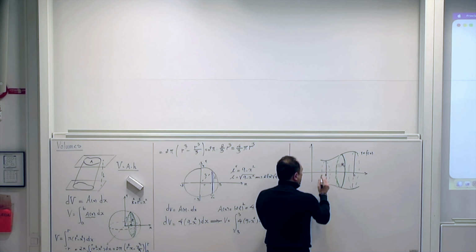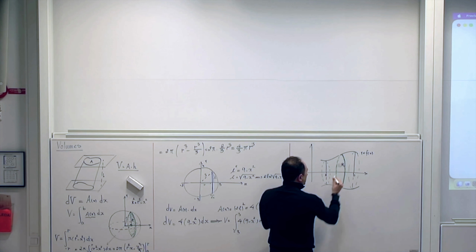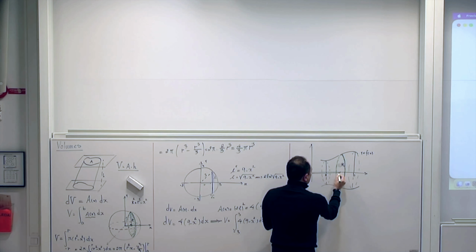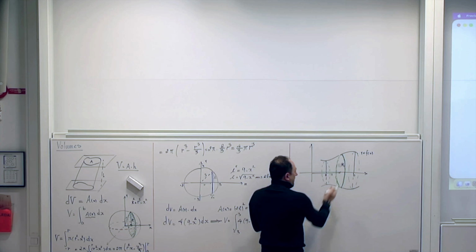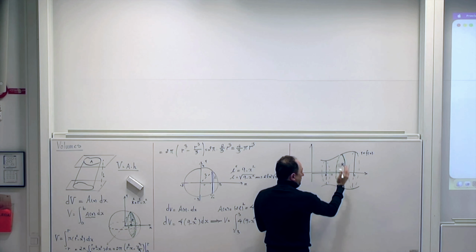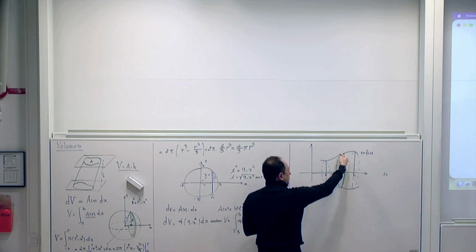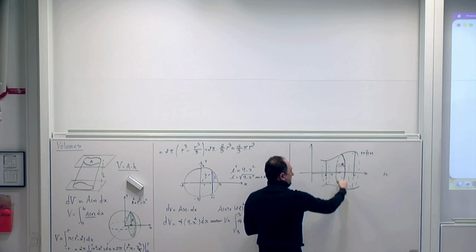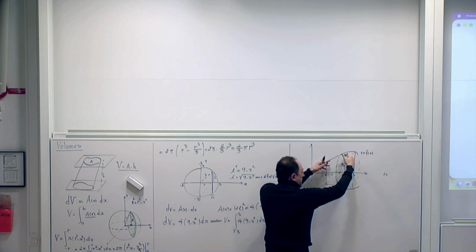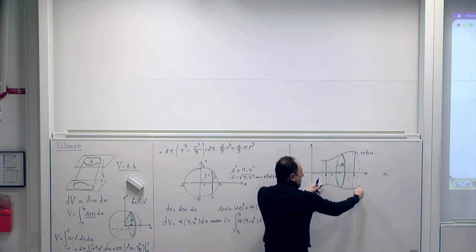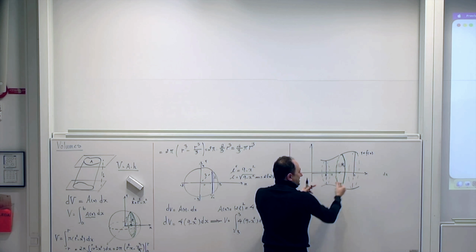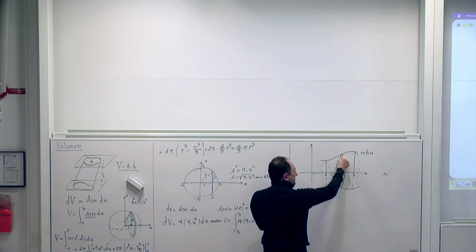Let me concentrate here. I take this x, and then this thickness, because it is aligned with the x-axis, I will call it dx. In order to find the volume of this one, the general solid is not a cylinder, but this one is indeed a cylinder. It's indeed a real cylinder, somehow, if this is very thin.